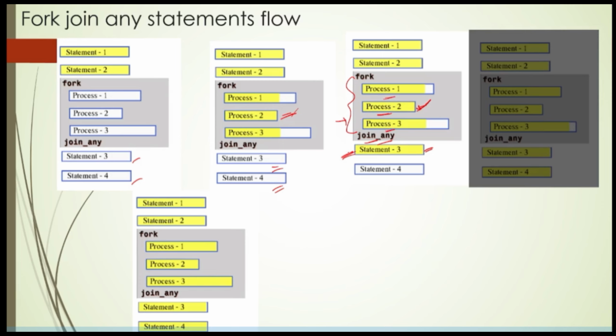It should wait until at least one process or one thread is executed within the fork join any block. That means it is blocking the next statements, but not as much compared to the fork join block. Okay, so this is the difference between fork join and fork join any. Clear?